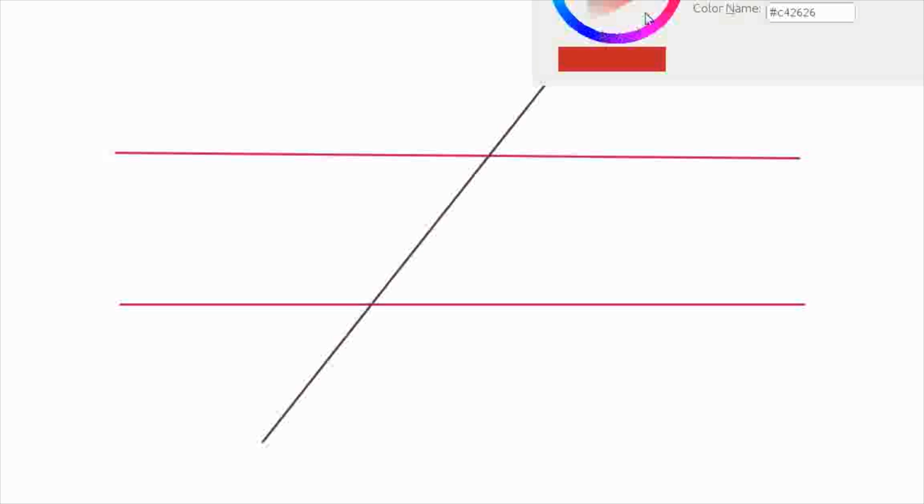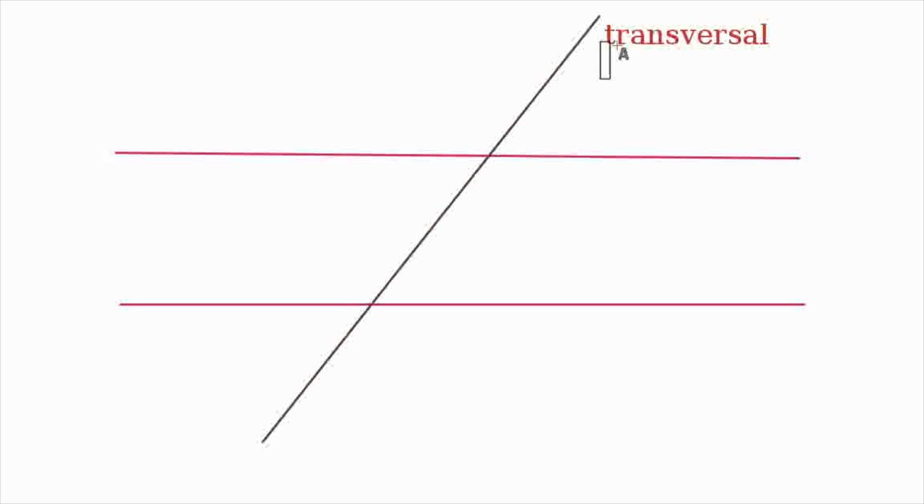So whenever you have a line that intersects two other lines, that third line is referred to as a transversal. You can have a transversal that intersects two crossing lines. You can have a transversal that intersects or crosses two parallel lines. Okay, now I want to focus on the transversal that intersects two parallel lines.